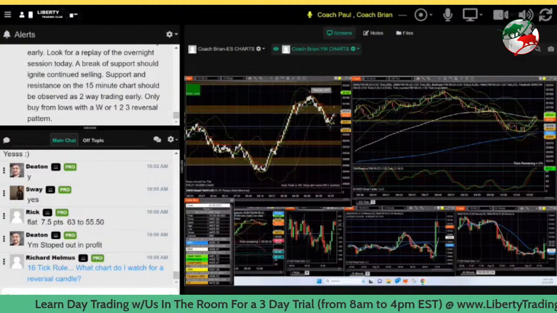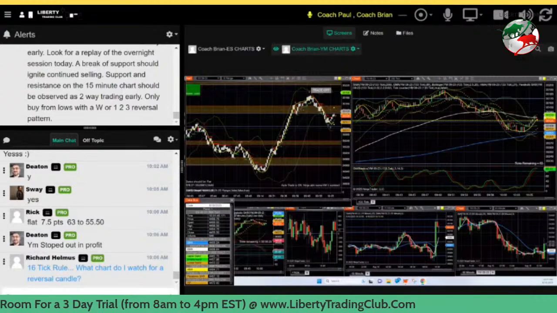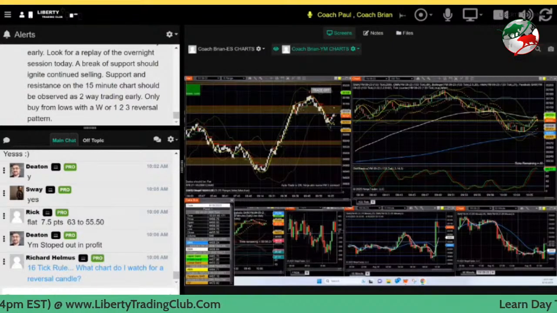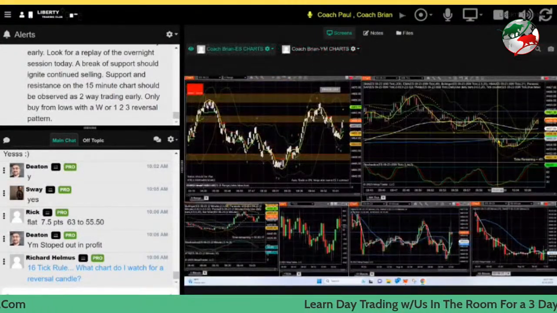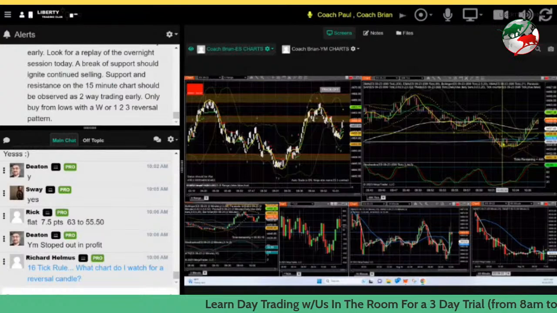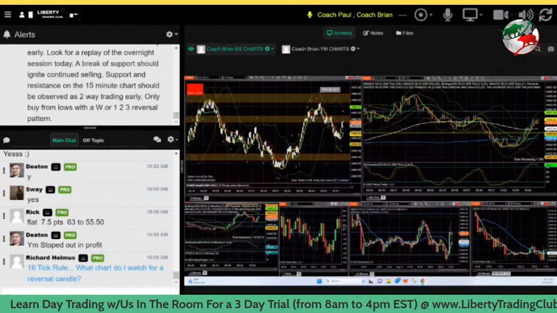Anybody reverse and go long on this? Did anybody do it? Richard, did I answer your question? Anybody flip to the long side with a W on the ES? A little W pattern on the ES that I pointed out here. It's okay if you guys didn't. ES is still in a downtrend. YM?